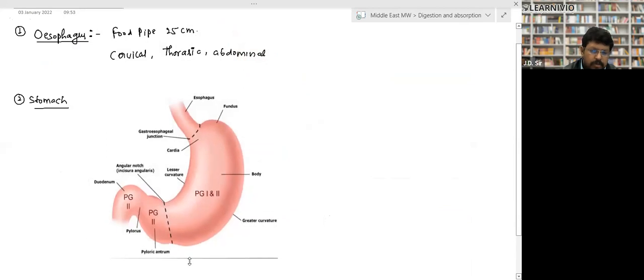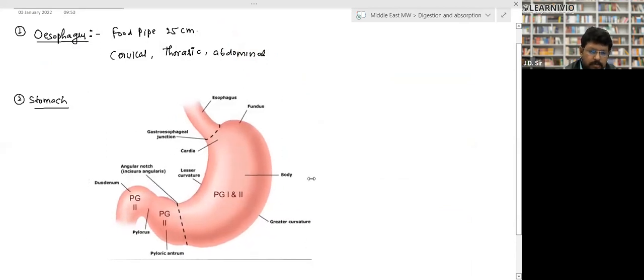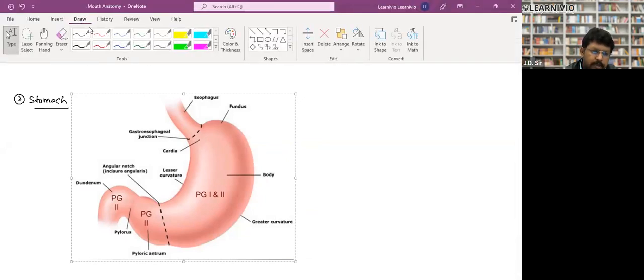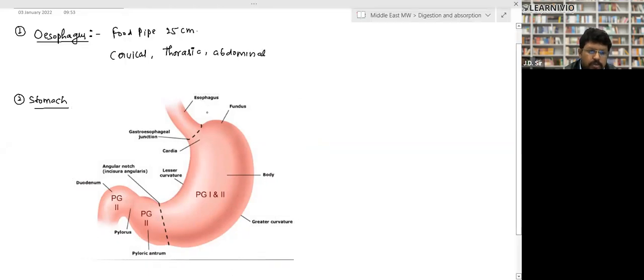This is the actual stomach. Again, the stomach has been divided into many parts. Focus on the main parts where I mentioned. So this is the esophagus.